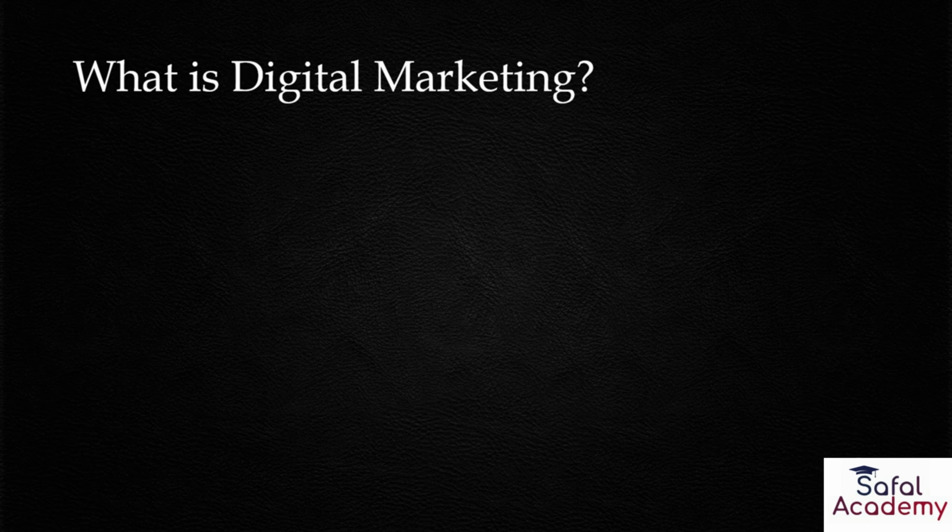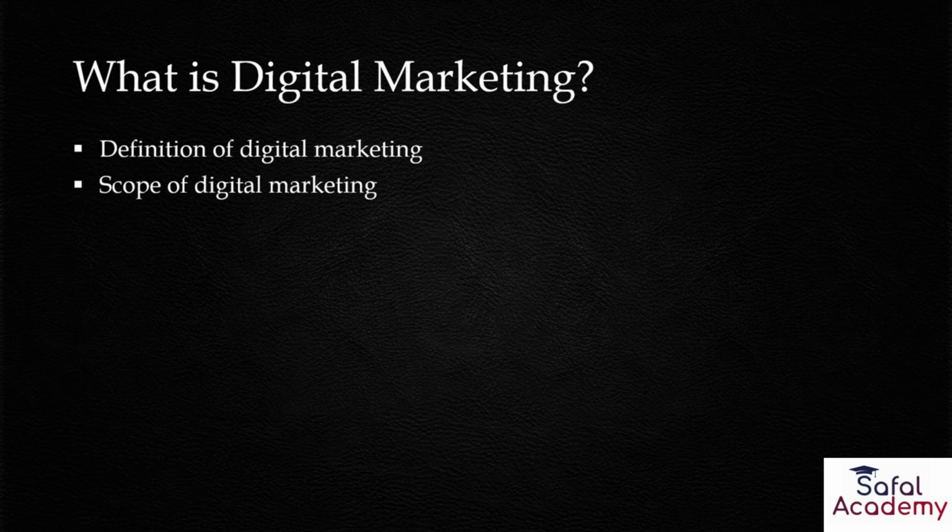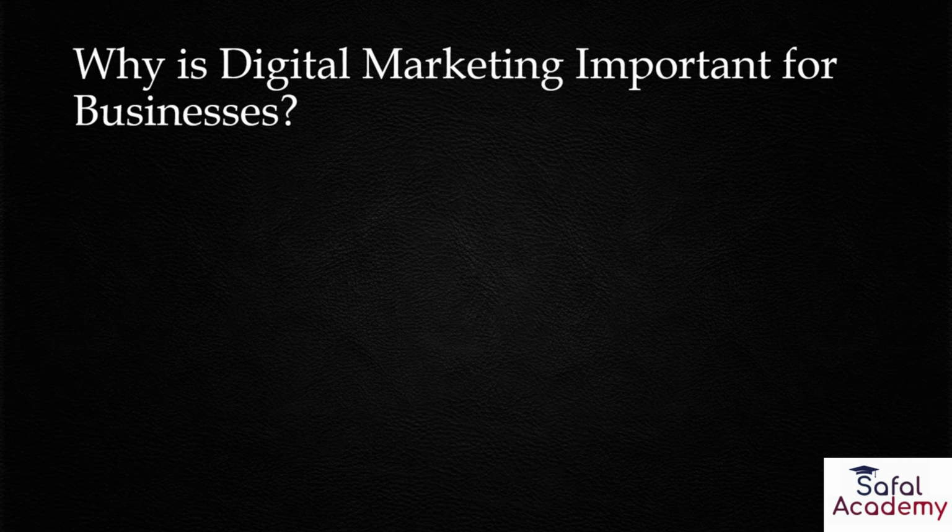So, what is digital marketing? Simply put, digital marketing refers to the use of the internet and digital technologies to promote and sell products or services. It includes a range of activities such as search engine optimization, social media marketing, email marketing, and more. The scope of digital marketing is vast, and it touches upon almost all aspects of marketing. It allows businesses to reach and engage with their customers online, and it provides a level playing field for small and large businesses alike.